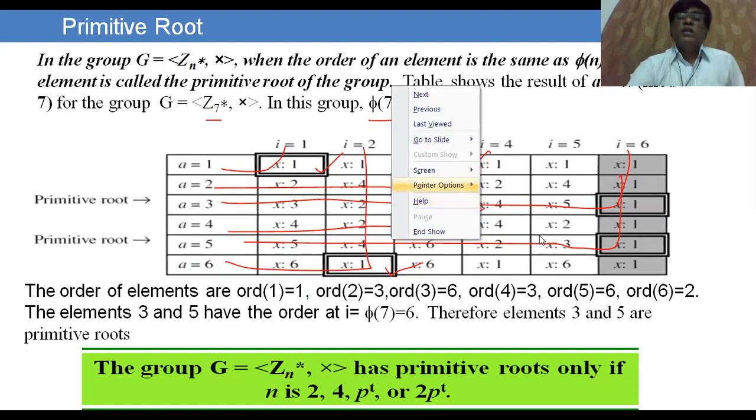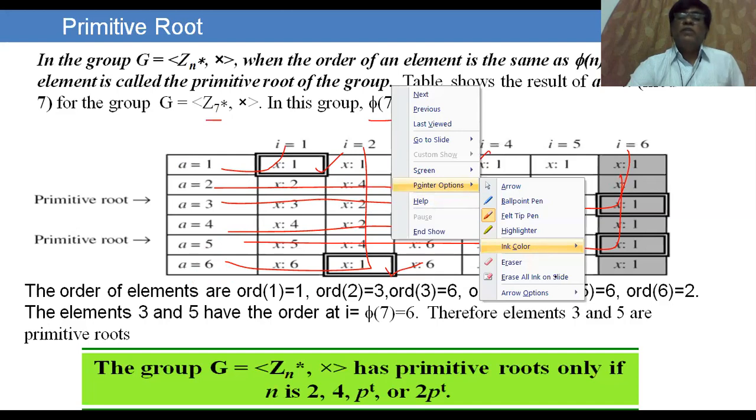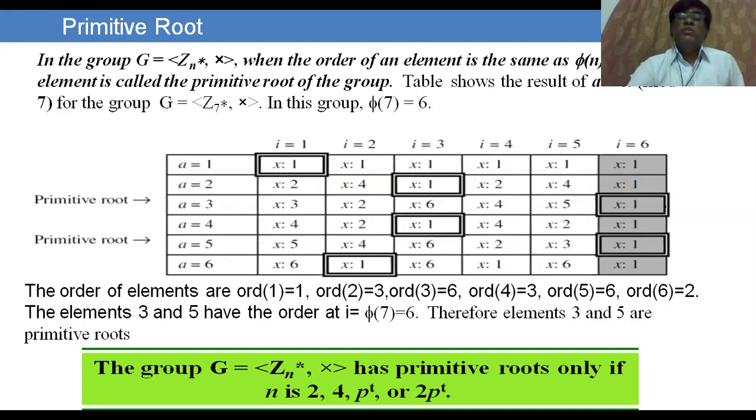So what orders are equal to the pi of 7? a equal to 3, this order is equal to 6, and a equal to 5 also has order equal to 6. That's why the primitive roots of this group are 3 and 5. If a is equal to 3, then x equal to 1 at 6. If a equal to 5 also, we got the order equal to 6. That's why these two are called primitive roots.